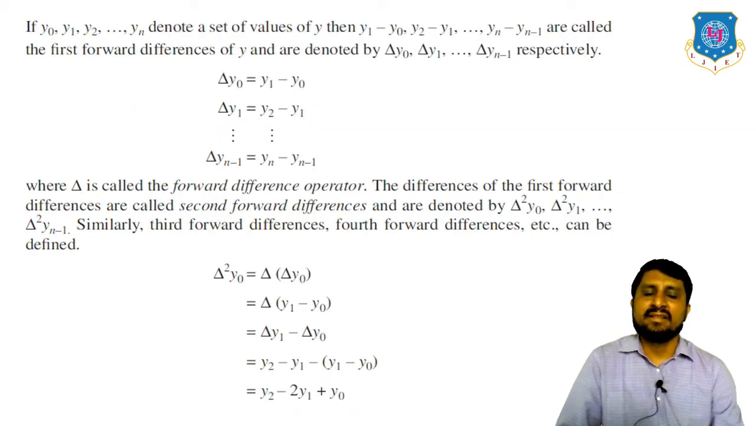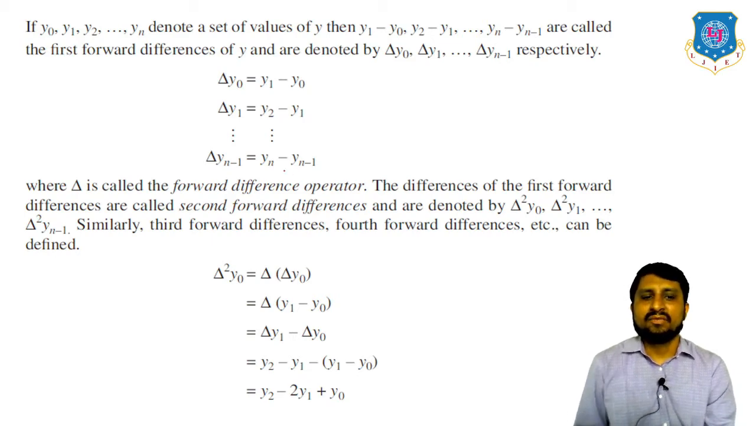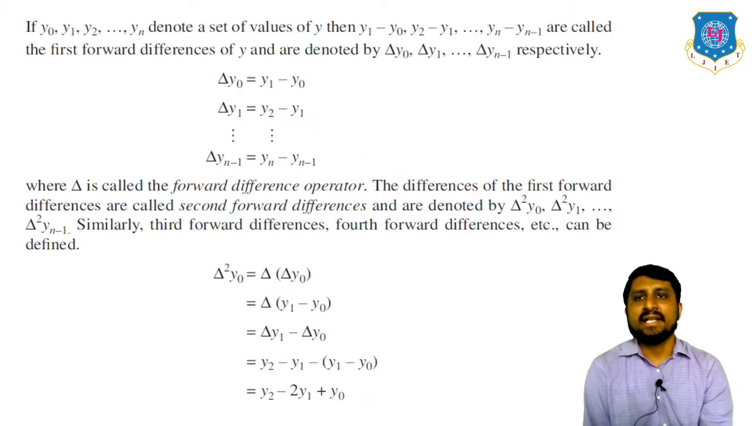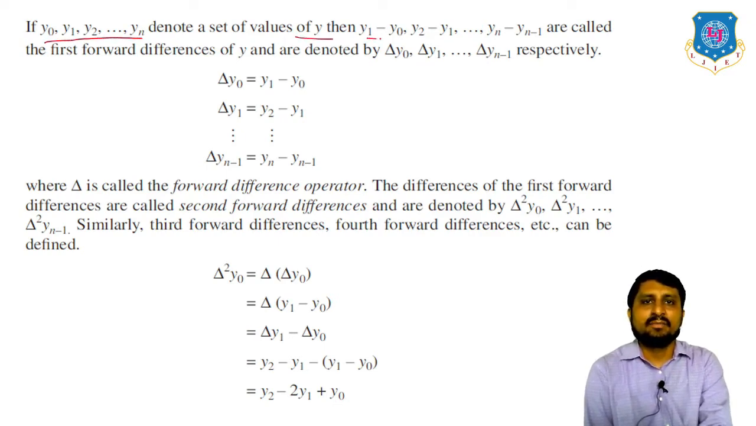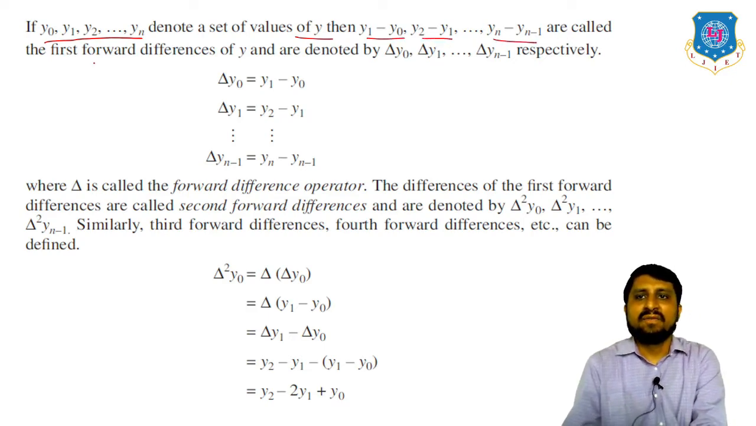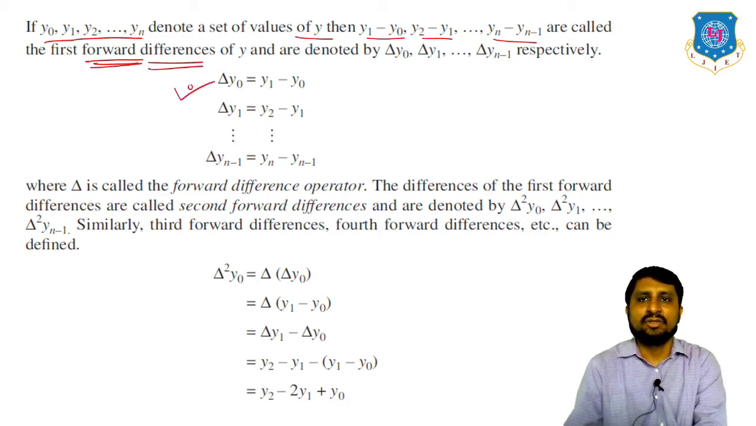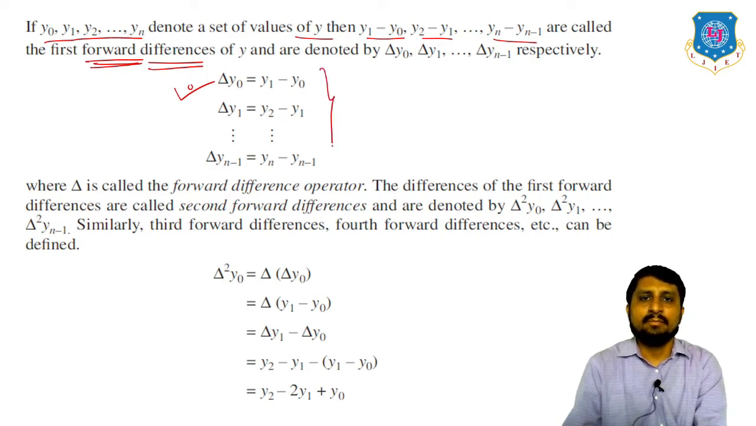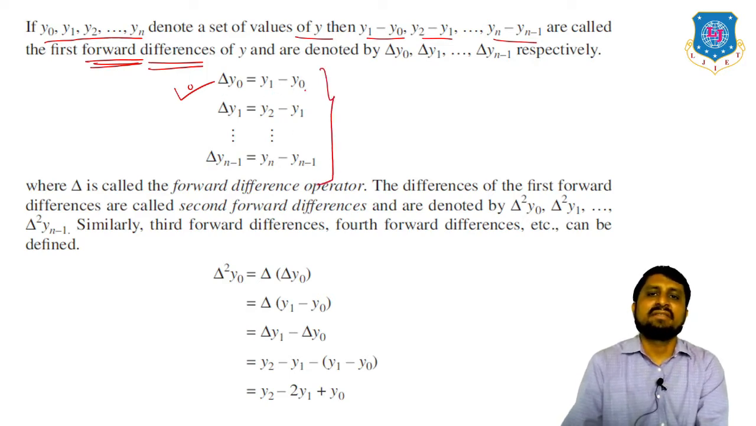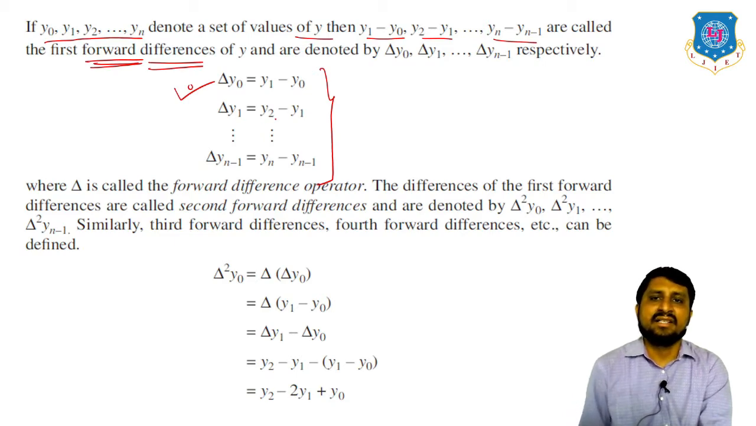Okay, try to understand some operators. First of all you have to understand the operators, right? The first operator is delta, the forward difference operator. y0, y1, y2 up to yn denote a set of values of y, where y1 minus y0, y2 minus y1, yn minus yn minus 1 are called forward differences. So delta y0 is y1 minus y0. Please remember all these formulas, very important. Delta y0 is y1 minus y0, delta y1 is y2 minus y1.